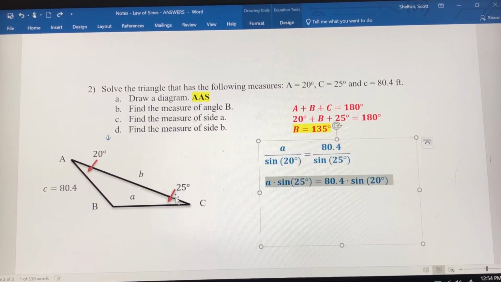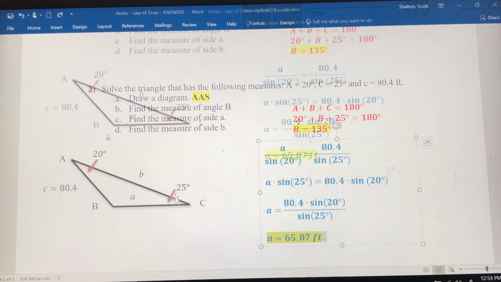We want to cross multiply. A times sine 25 equals 80.4 times sine of 20. I'm going to divide both sides by sine of 25 to get A by itself, and then use a scientific calculator to give you the value for A. So side A has a measure of 65.07 feet.